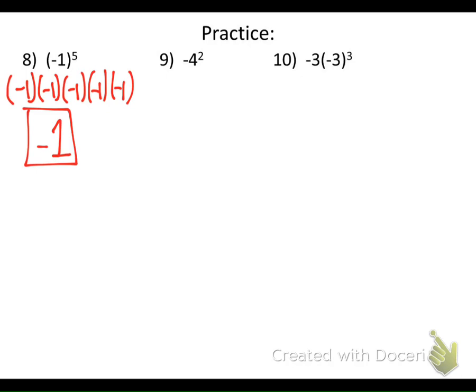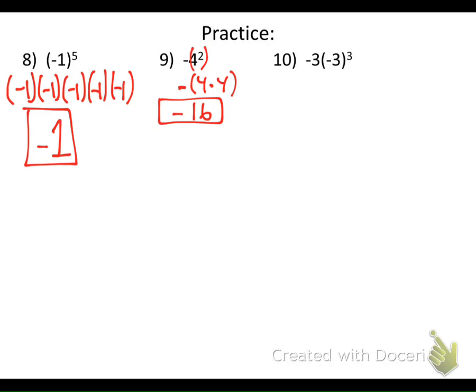Here's number 9. Again, we have a negative, no parentheses, so really this problem is actually one of these. Square first, then you do the negative. This is not 8. This is not 4 times 2. It's 4 times 4 with a negative on the outside, so that's going to be negative 16.